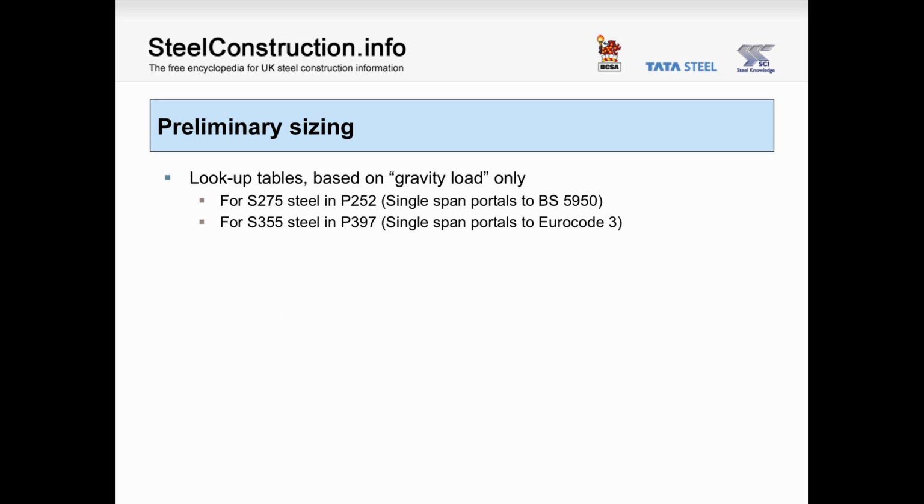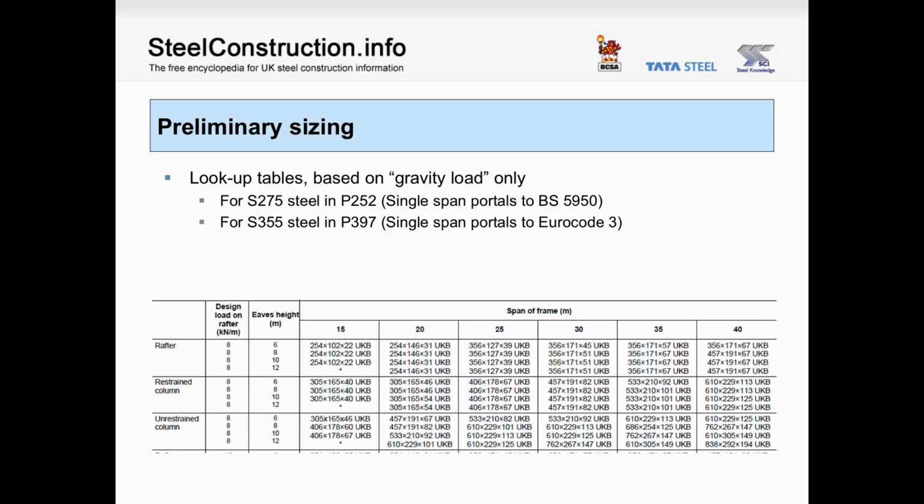If we want more precision, then we can use lookup tables, which will give us section sizes for the rafter and for the column directly. There are lookup tables for S275 steel and for S355 steel, and both of them are based only on the design vertical load. So that's the ultimate load on the rafter. For various levels of ultimate load on the rafter, and for various eaves heights, and for various spans, then we have section sizes for the rafter and for the column.